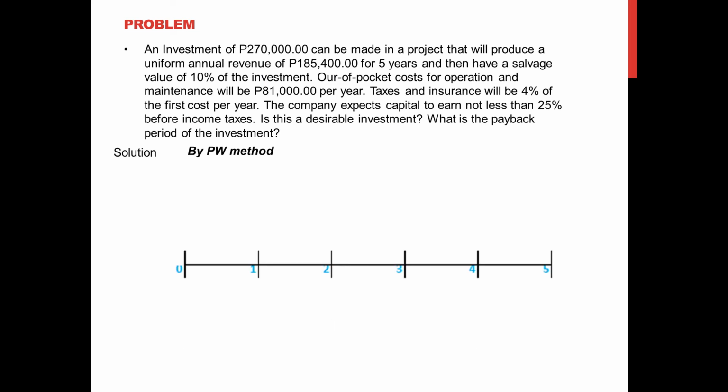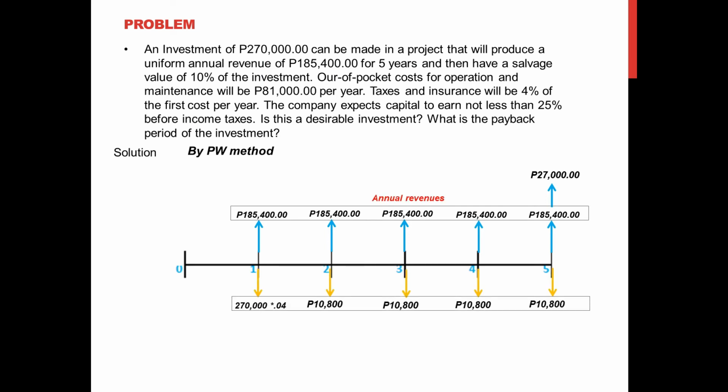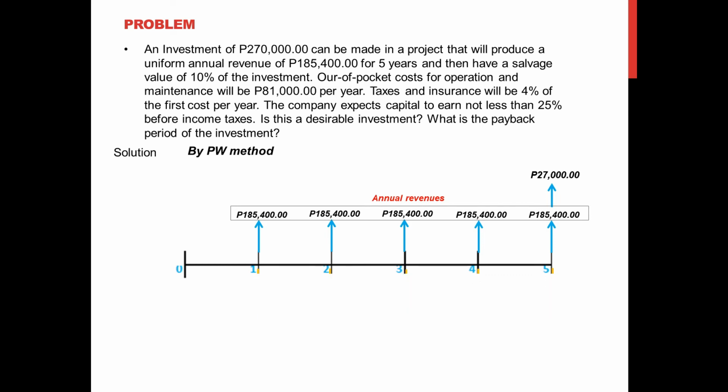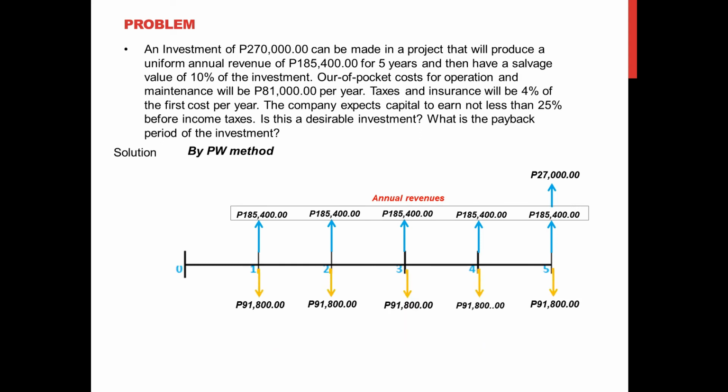Now using the present worth method, we put that into the cash flow. So in here, we have an annual income collection of 185,400 pesos. So at the end of the 5th year, we have the salvage value of 27,000 pesos. So this is actually the annual revenues. And here we have 270,000 times 0.04, which is the taxes and insurances. 81,000 pesos is for your operations and maintenance, so that the sum of these 81,000 and 10,800 will be equal to 91,800 pesos. Now, let us not forget that we have an initial investment going downward, that is 270,000 pesos. So this is the first cost or the capital invested on the beginning of the year.